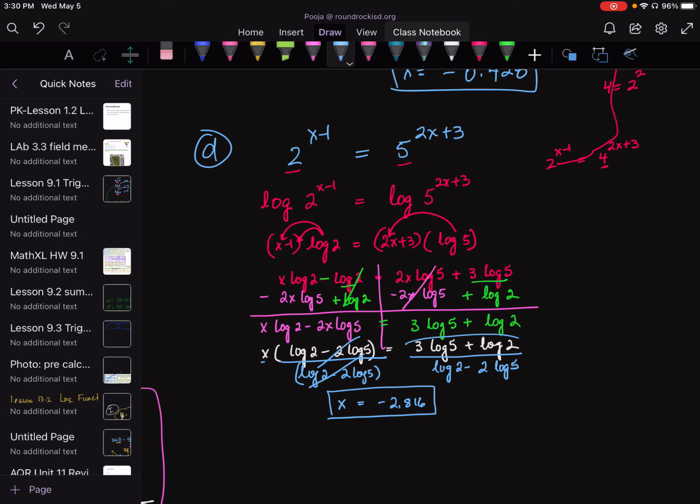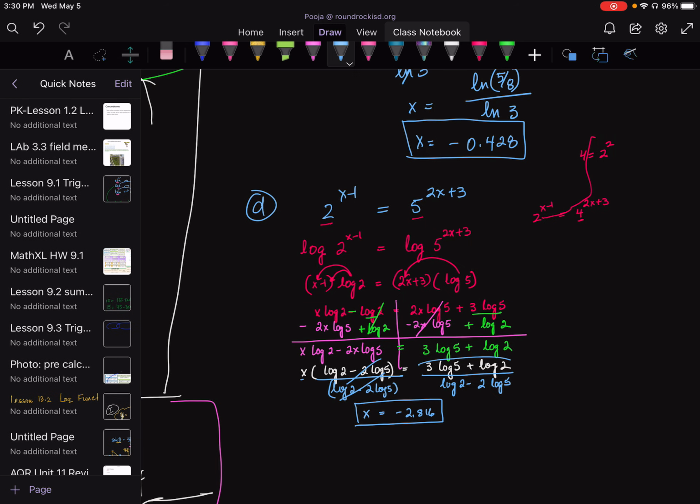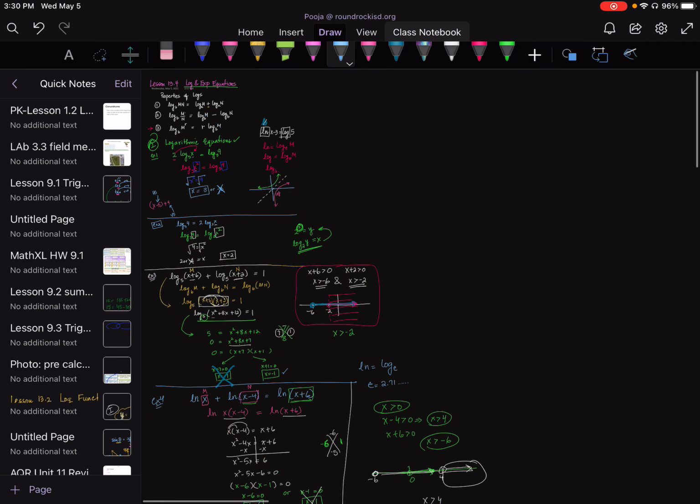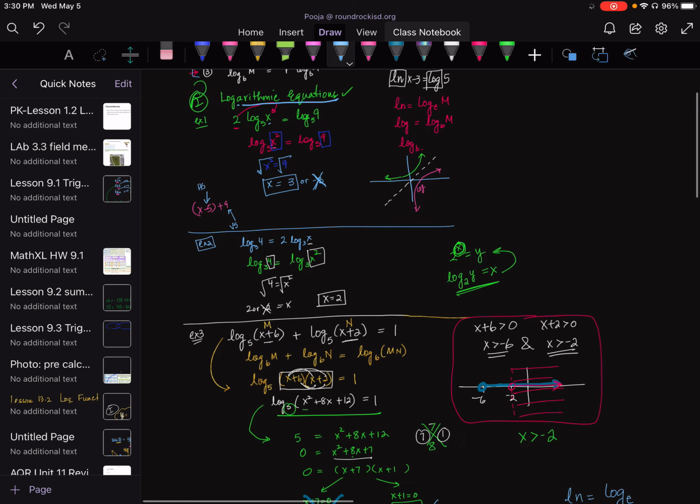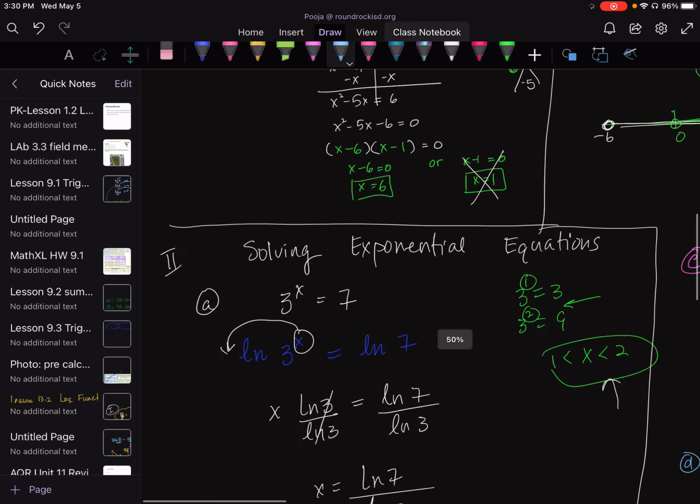And I hope I'll be able to show you more examples in class. So that was it from today. 2 topics. Using the same 3 properties of logs, can we solve log equations and can we solve exponential equations?